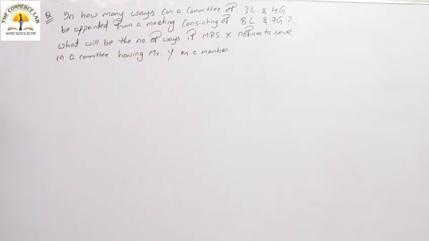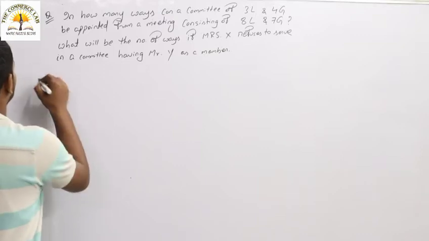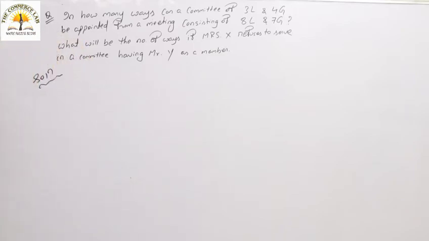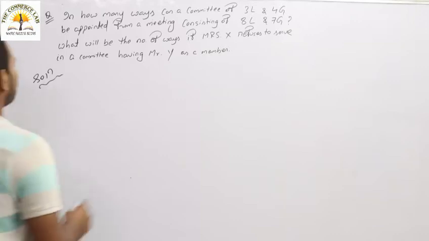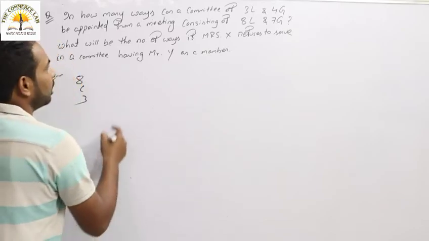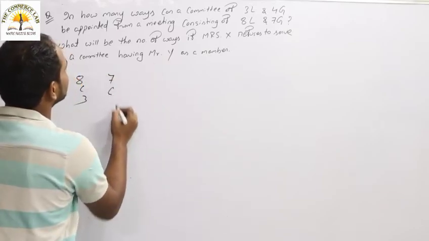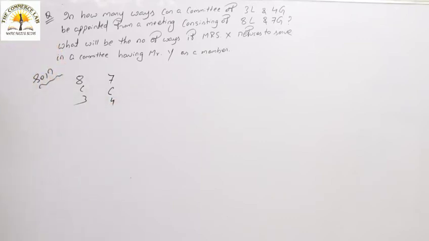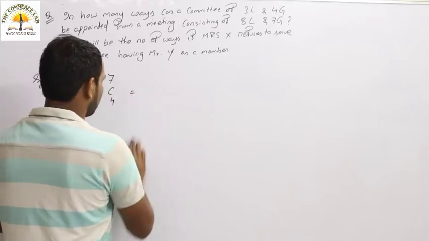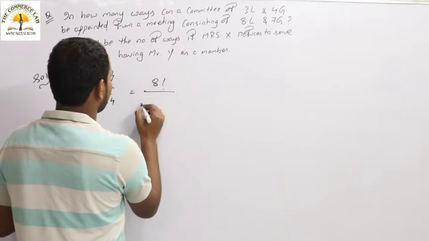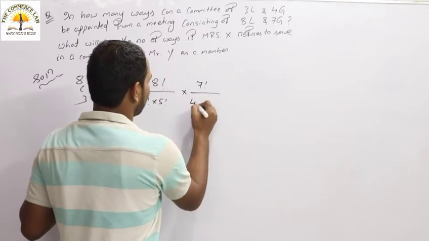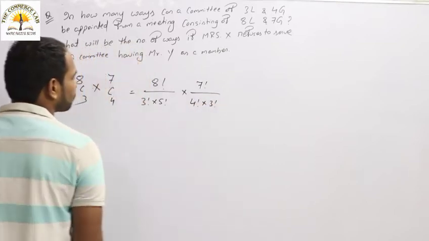So in how many ways can a committee of three ladies and four gentlemen be appointed from a meeting consisting of eight ladies and seven gentlemen? From among eight ladies we have to select three, and from among seven gentlemen we have to select four, right? Then in how many ways? Always cross multiplication. Then 8C3 is 8 factorial by 3 factorial into 5 factorial, multiplied by 7 factorial by 4 factorial into 3 factorial.